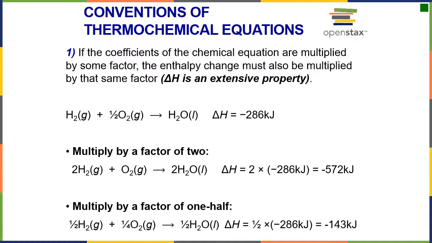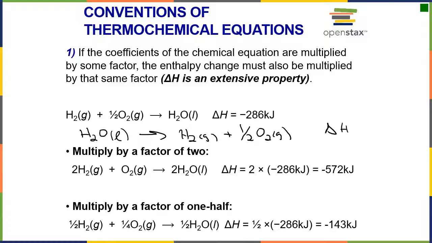We can mess with this. If we take and reverse a reaction, so if we take this reaction right here and we switch it to H2O as a liquid going into H2 as a gas plus 1/2 O2 as a gas, our reaction is reversed, so we are going to get a change in sign, and our delta H for the reverse process is going to be positive 286 kilojoules. If the reaction is exothermic in one direction, it is endothermic in the reverse.